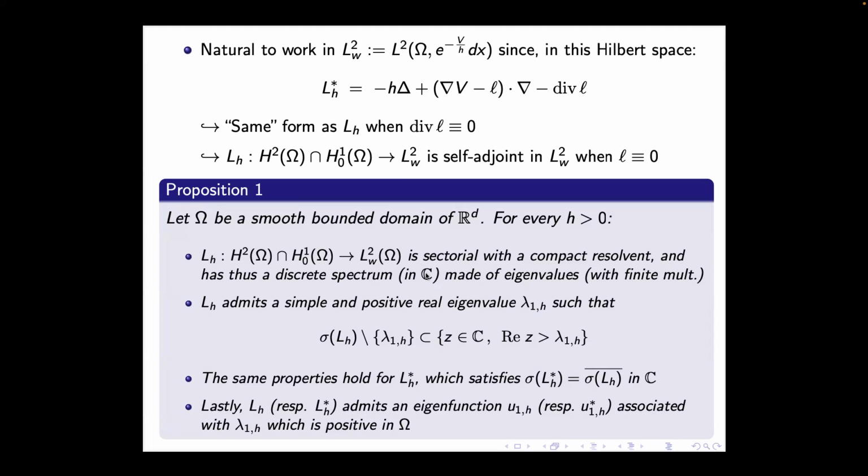Of course, we have the same properties for the adjoint of L_h, and the spectrum of the adjoint is just the complex conjugate of the spectrum of L_h. And lastly, L_h and L_h star admit an eigenfunction associated with λ₁(h) which is positive. So the principal eigenvalue, the eigenvalue with the smallest real part, is positive, and every eigenvector has a sign. So up to choosing the sign, we can choose it positive in Ω.